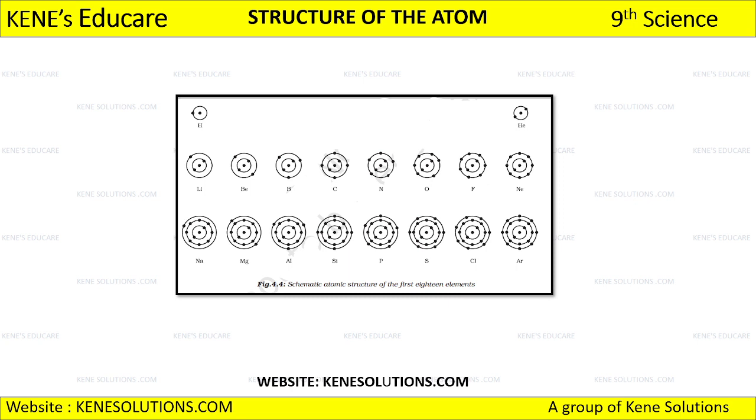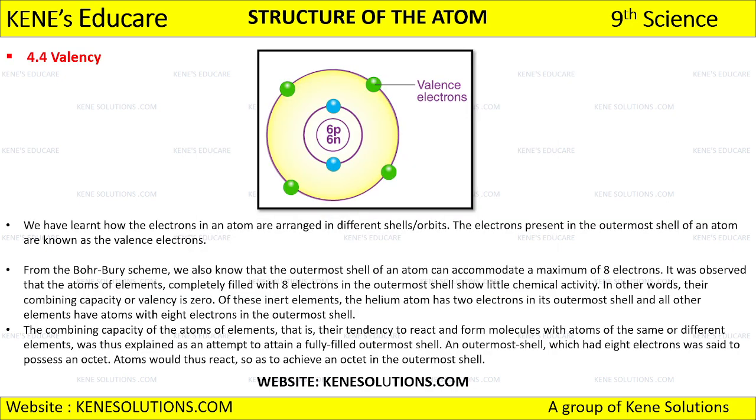Getting it? So now because lithium has 1 electron in its outermost shell, the valency of lithium becomes 1. Beryllium has 2 electrons in its outermost shell, so its valency becomes 2. Boron has 3, so its valency becomes 3. Carbon has 4 electrons in its outermost shell, so its valency becomes 4. Same goes for nitrogen, it becomes 5. So this is what valency is.